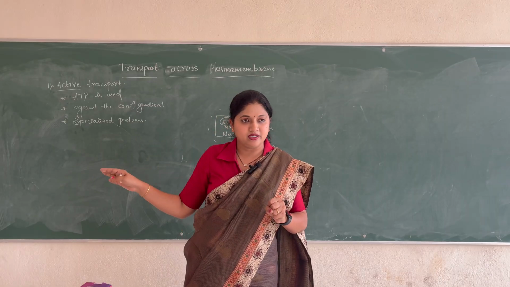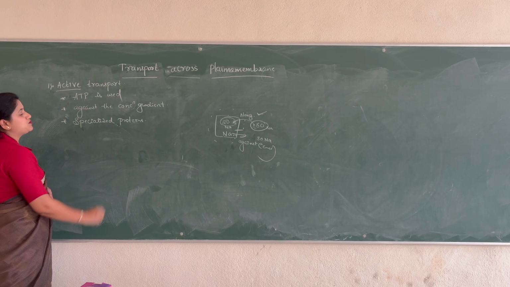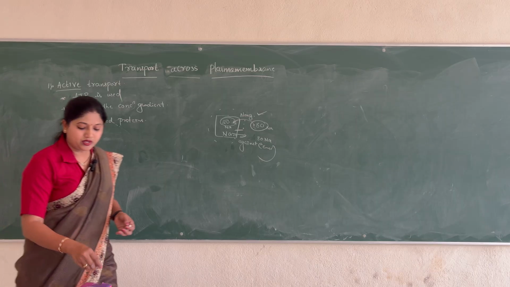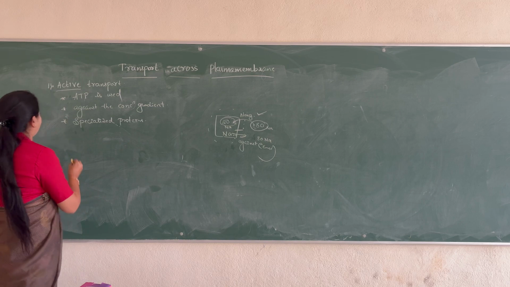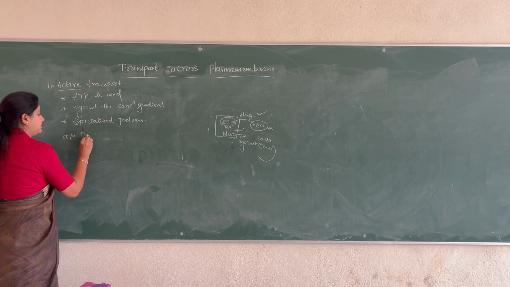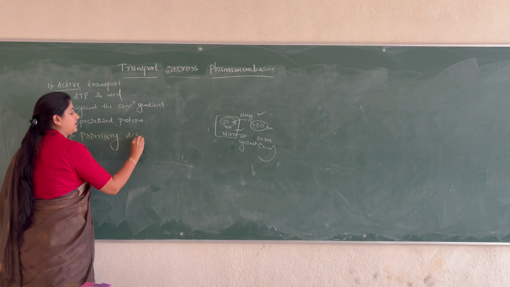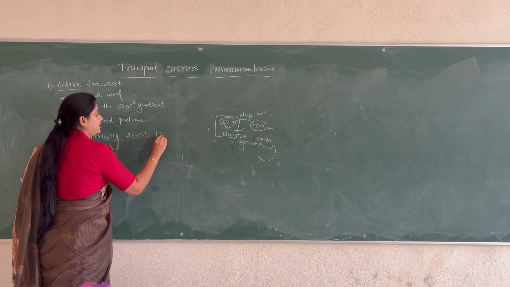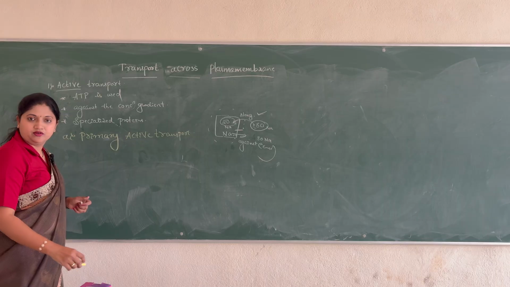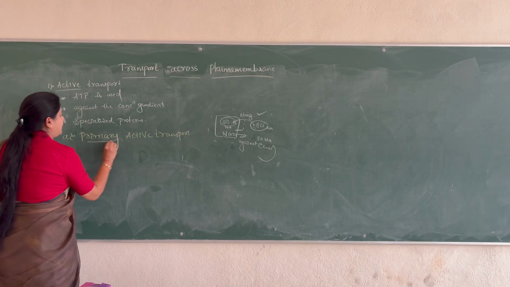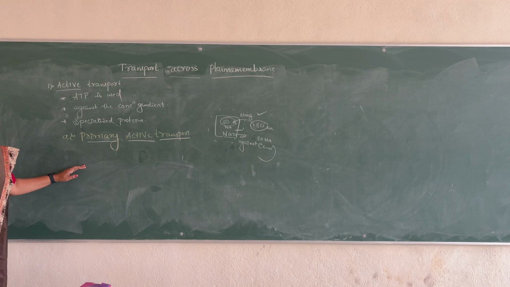So we'll study about it in detail. Okay, clear with this? Now there are two types of active transport. The first one is primary active transport, and the other one is the secondary active transport. Okay, primary active transport.